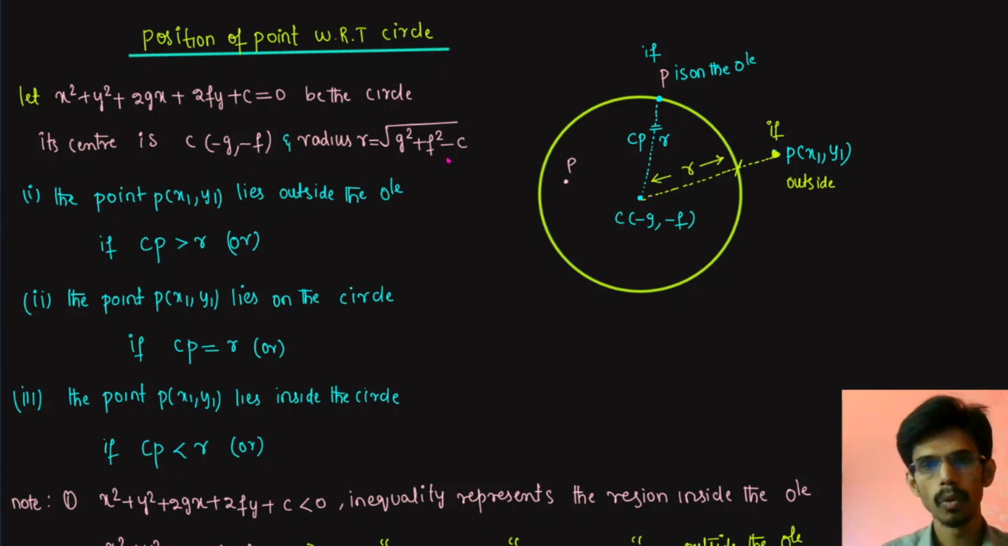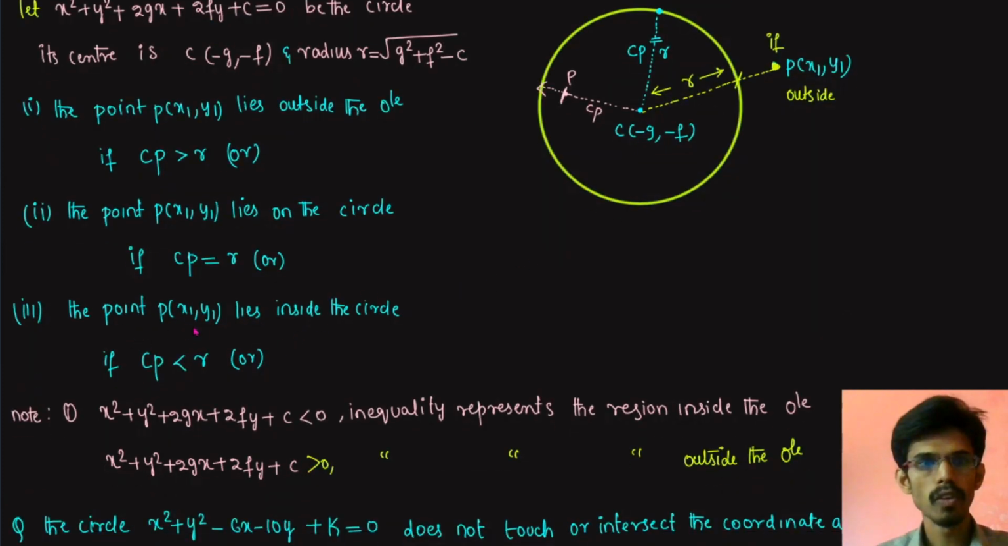Now if the point P lies inside the circle, let us take the point here. The distance between the center and this point will be CP, which is less than the radius, because the radius will be up to the periphery. So the point P(x1, y1) lies inside the circle if the distance CP is less than r.